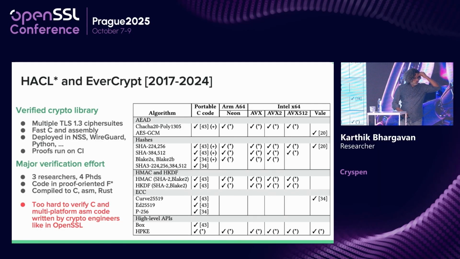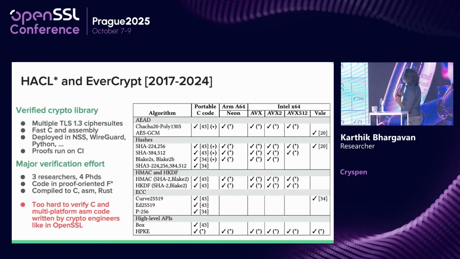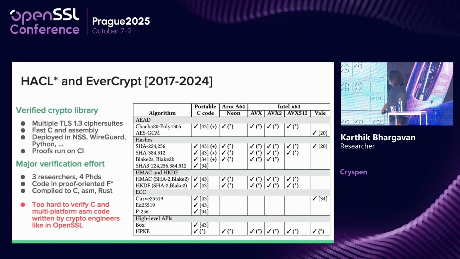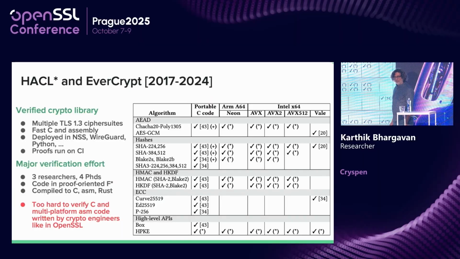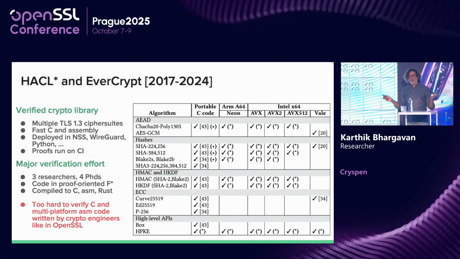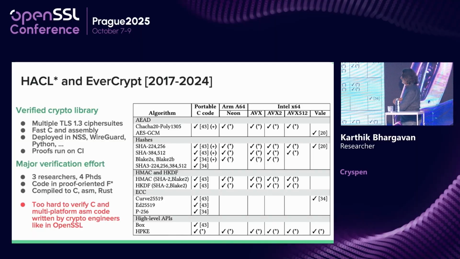So this is a project that I've been involved in called HACL Star and EverCrypt for many years. So this is just one example of this. This is a library that contains all of those algorithms that you see. Okay, and now it's even more than that. This is the last time I actually made this slide. Some of this code is portable C. Some of this is assembly. Some of this uses SIMD. Some of this doesn't. So all kinds of things. So these are a whole bunch of implementations, all of which have been formally verified. Okay, and this is also deployed. It's in NSS. It's in WireGuard, and so on.